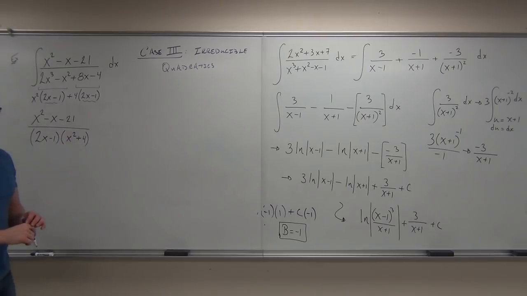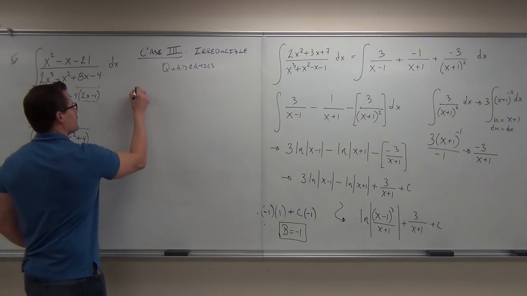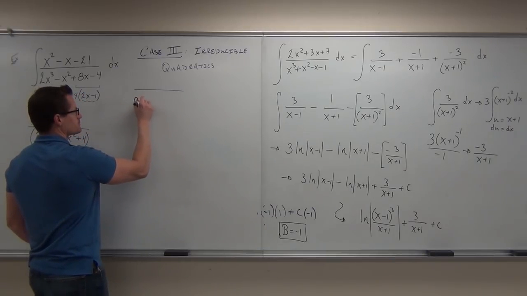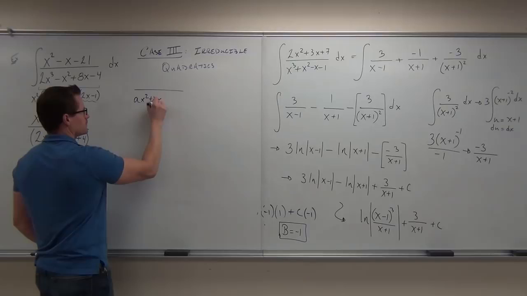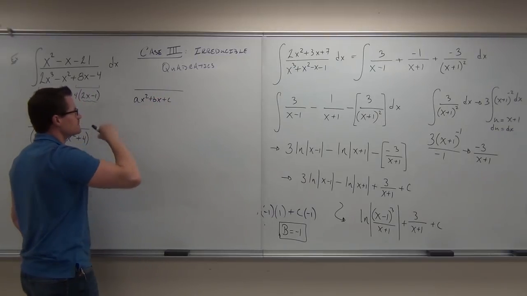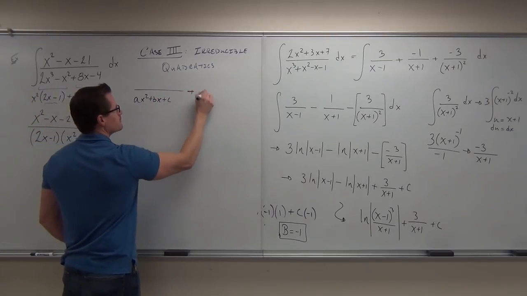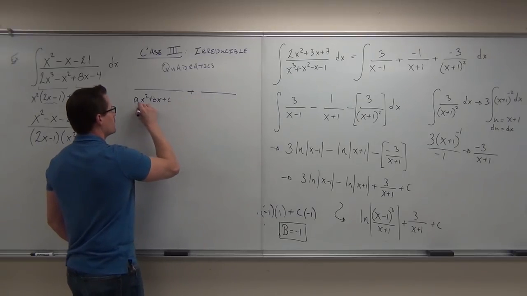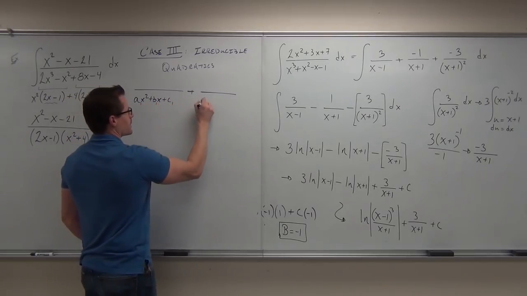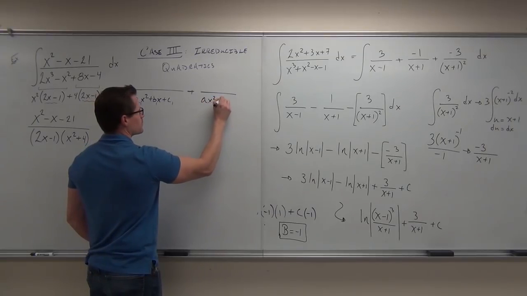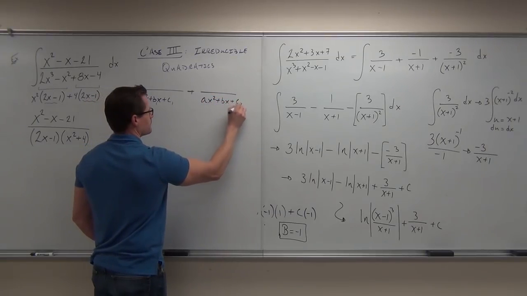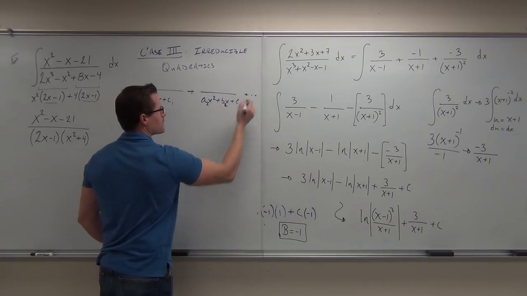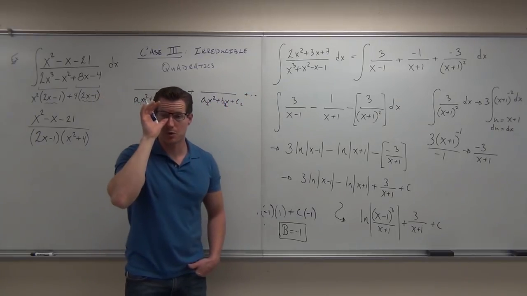For irreducible quadratics, what we do is we write the irreducible quadratic. If we have powers, we'd write it again and again. So we write the first irreducible quadratic, and then the second irreducible quadratic, and then the third one, and so on until we exhaust all of our irreducible quadratics.